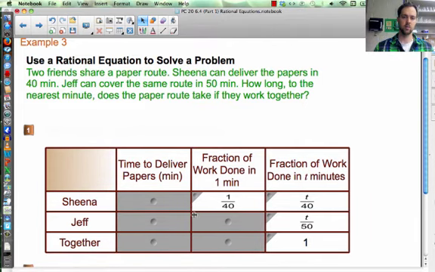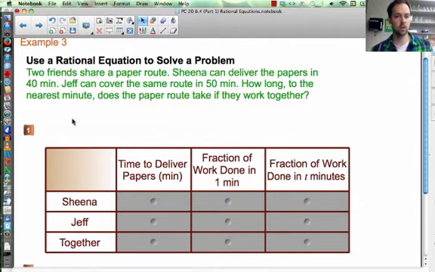So here's the problem. These two people, they do a paper route in different amounts of time. So they share a paper route. Sheena can deliver the papers in 40 minutes. Jeff's lazy, so it takes him 50 minutes. So how long to the nearest minute does the paper route take if they work together? Interesting question.